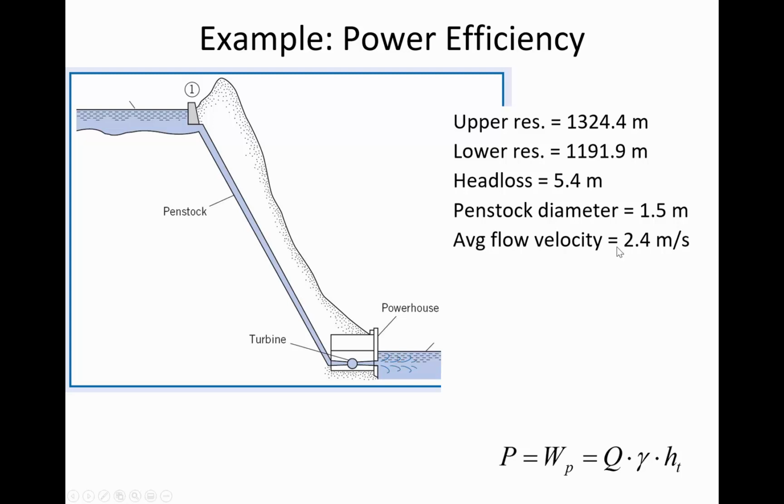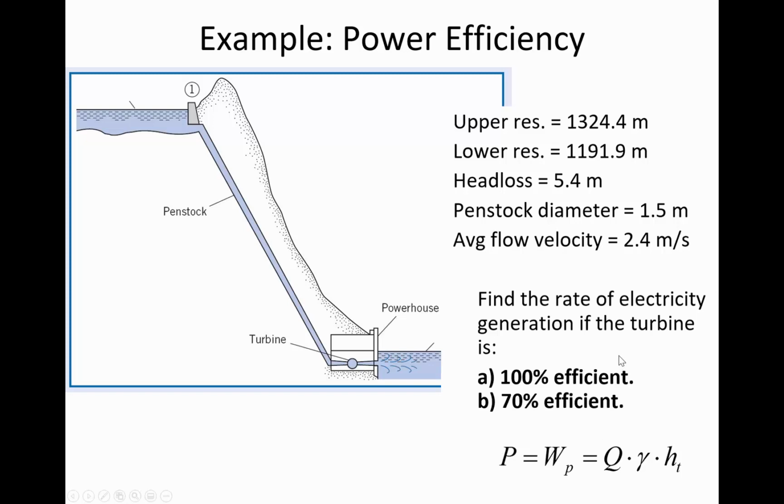So the power equation that tells you the amount of watts that can be harnessed by this turbine is the flow rate multiplied by the unit weight of the fluid and then the turbine head that's being extracted from the system. So if we want to find out how much electricity this turbine is capable of generating, then what we need to do is substitute all of this into the energy equation and solve for H sub t. And then once you have H sub t, you can substitute that into the power equation.